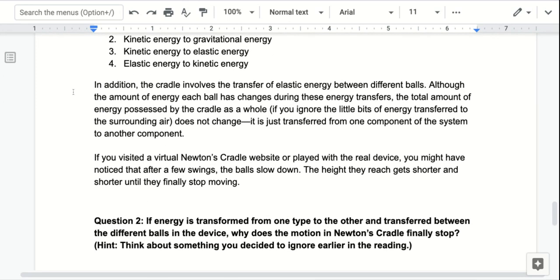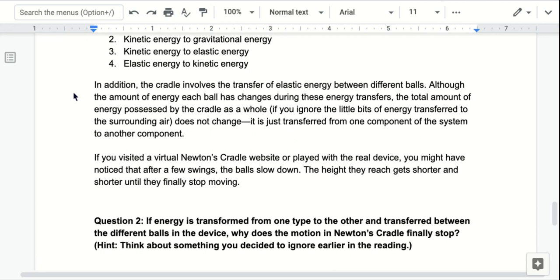In addition, the cradle involves the transfer of elastic energy between different balls. Although the amount of energy each ball has changes during these energy transfers, the total amount of energy possessed by the cradle as a whole, if you ignore the little bits of energy transferred to the surrounding air, does not change. It is just transferred from one component of the system to another component.